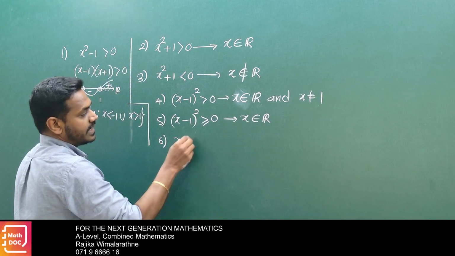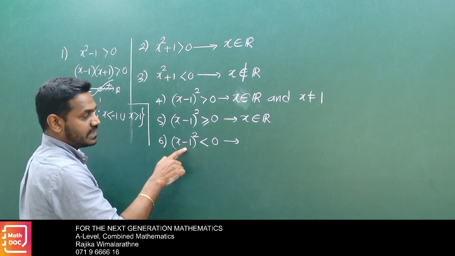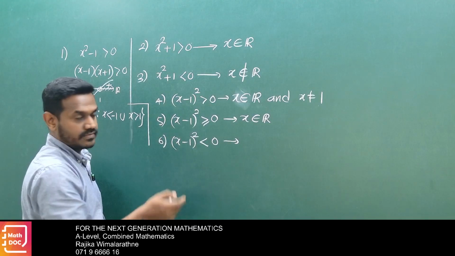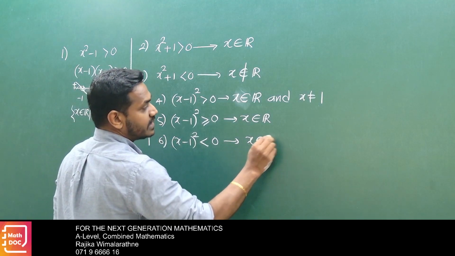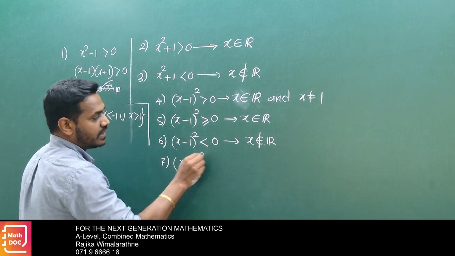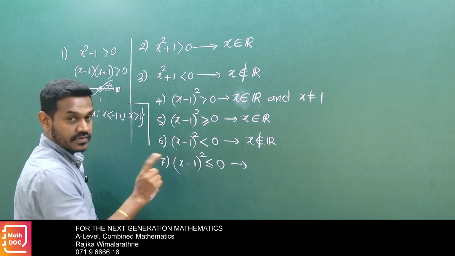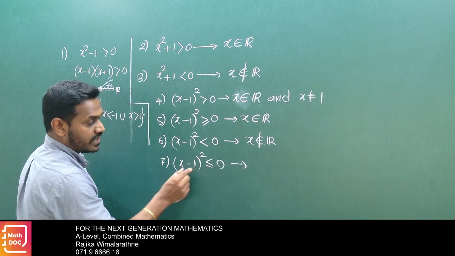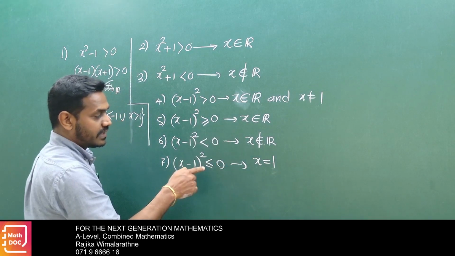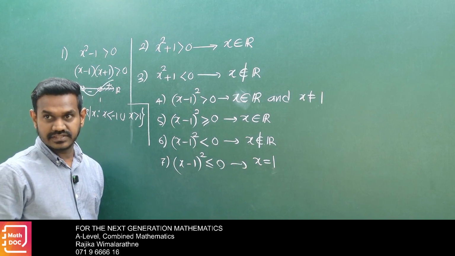Sixth one, x minus 1 square less than 0. So definitely this won't happen, no? When x equals 1 the value is 0, when x is other than 1, all the others are positive, no? Perfect square. So for this we don't have any real solutions. Seventh one, x minus 1 square less than or equal to 0. For this case we don't have any negative value, perfect square means positive or 0. Then we have only the 0 value, so x equal 1 is the solution. That satisfies only the equality, not the inequality. Here x equal 1 is the solution.